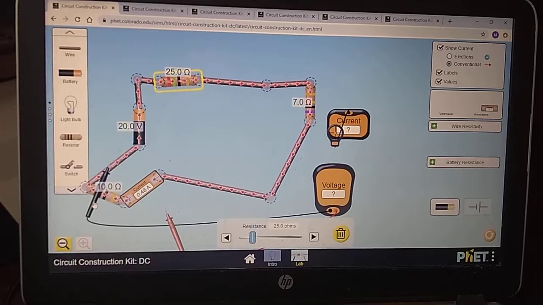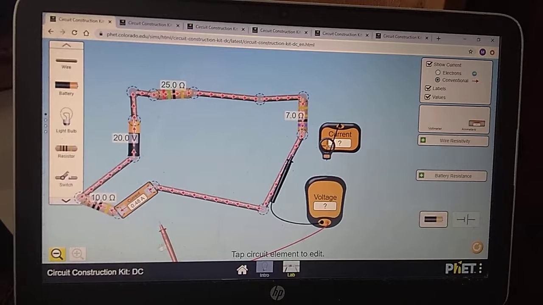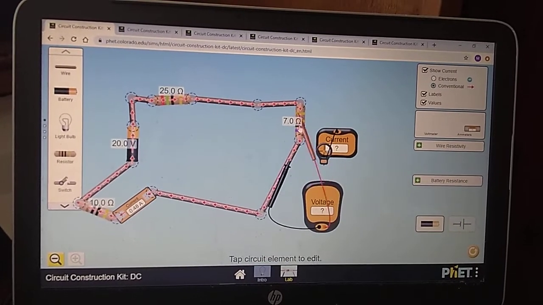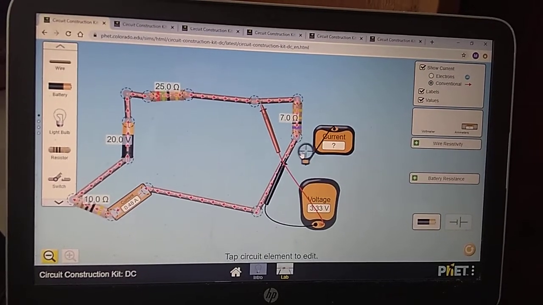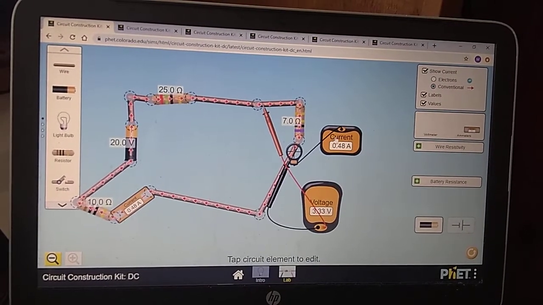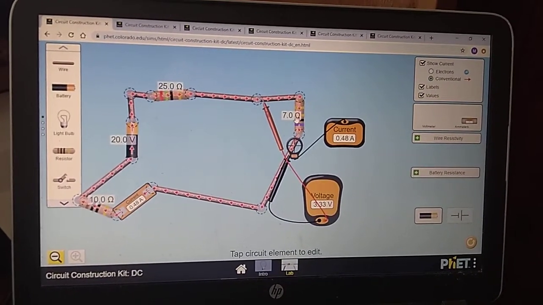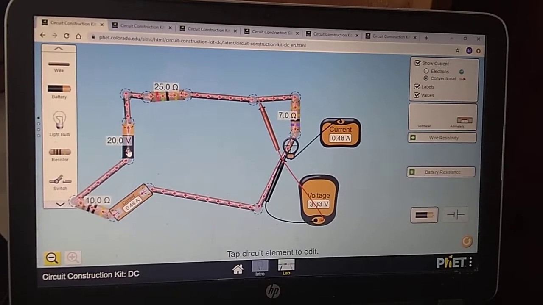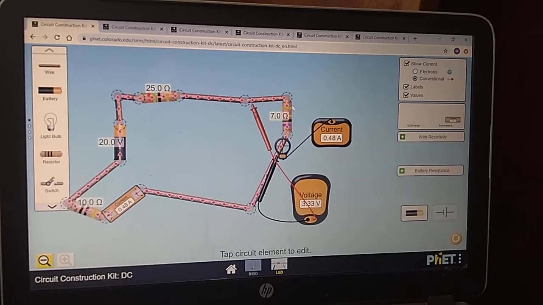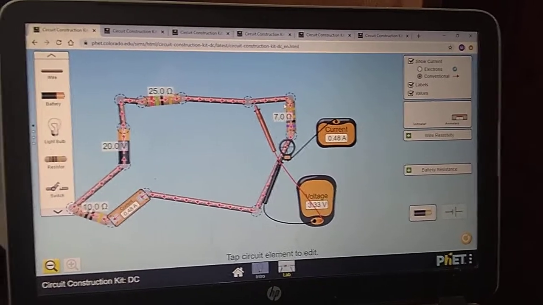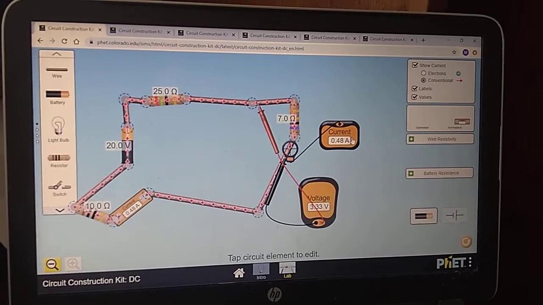So let's find the voltage drop across that 7 ohm resistor. Okay, 3.33. And let's look at the current, 0.48. So if I increase the voltage for the entire circuit, that will increase how much voltage drop there is with this resistor. Matter of fact, it will change the voltage drop at all of my resistors. And it will also change the current.